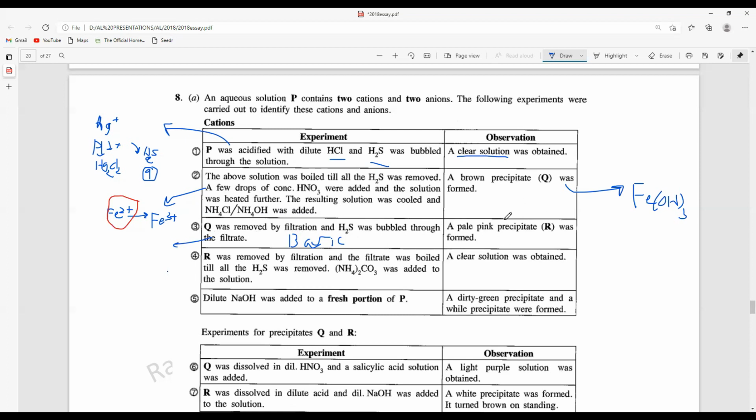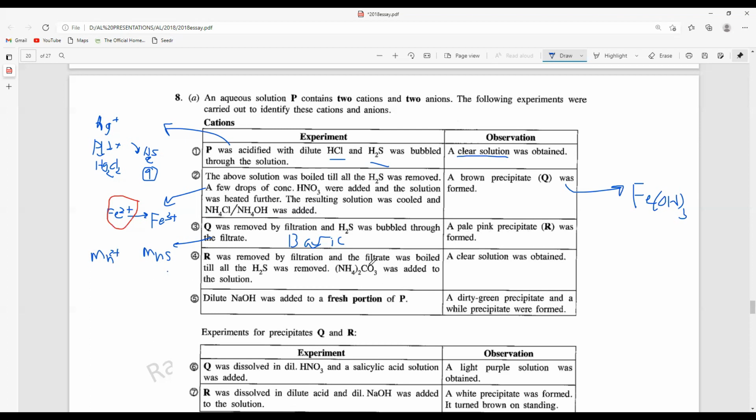But what is the observation? A pale pink. So what is the pale pink color precipitate that can be formed? It is manganese, right? So here MnS is going to form. Basically, we have then Mn2+.